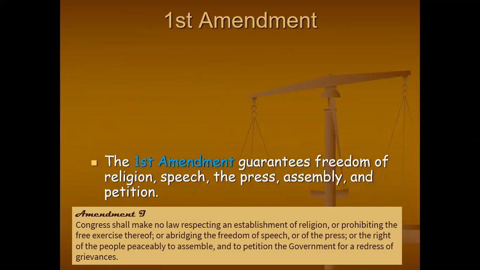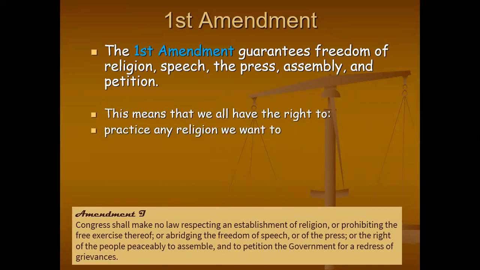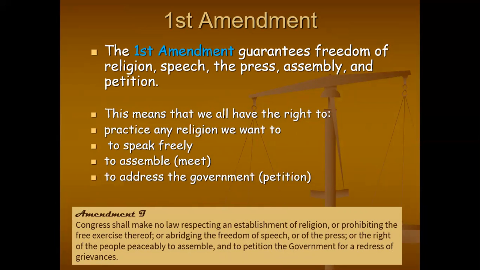Now, the First Amendment. It guarantees freedoms of religion, speech, the press, assembly, like protests, and to petition. This means that we all have the right to practice any religion we want, to speak freely, to assemble, to meet, like a town hall meeting type of deal, and to address the government on any issues we feel are unfair and need to be changed. And also, freedom of the press, that's newspapers, TV, radio, internet.